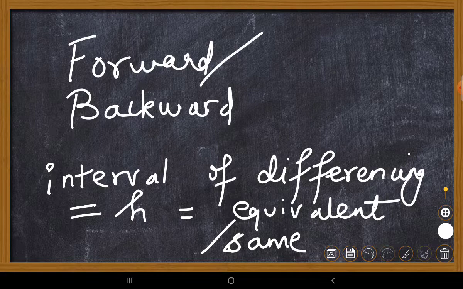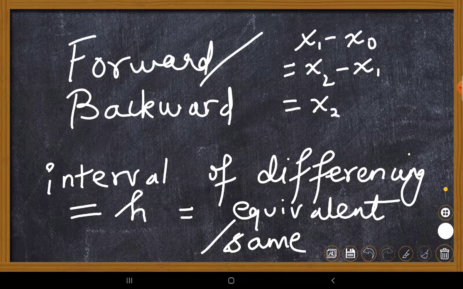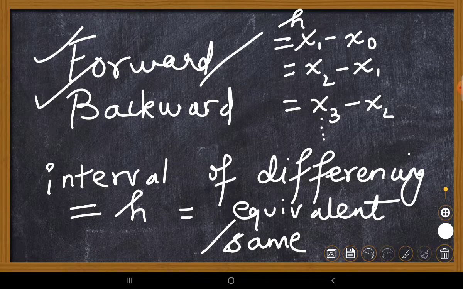So what does this mean? Equivalent interval of differencing means that the difference x1 minus x0 should be equal to the difference x2 minus x1, which should be equal to the difference x3 minus x2, and so on. So this h should have the same value. Then only can you apply forward or backward interpolation. That is another condition you are required to have if you want to apply forward or backward interpolation.